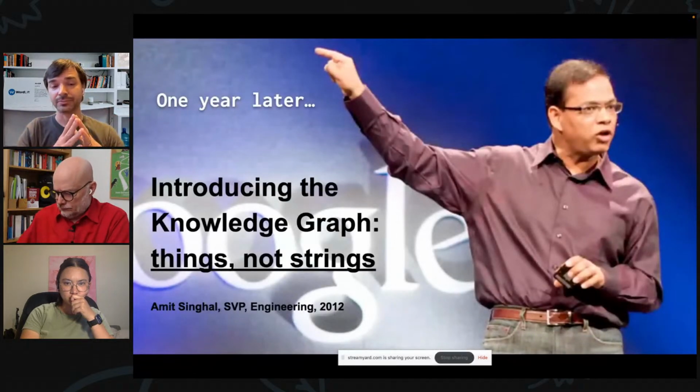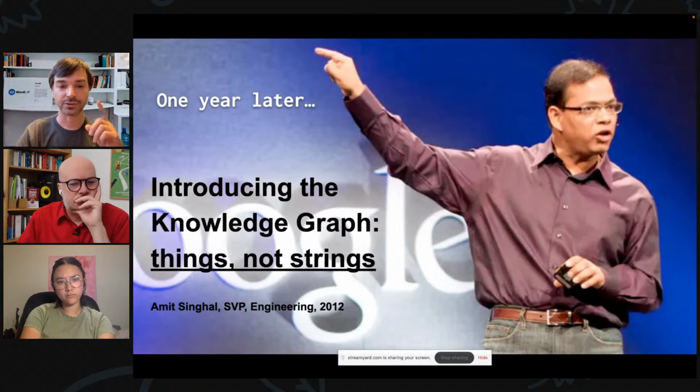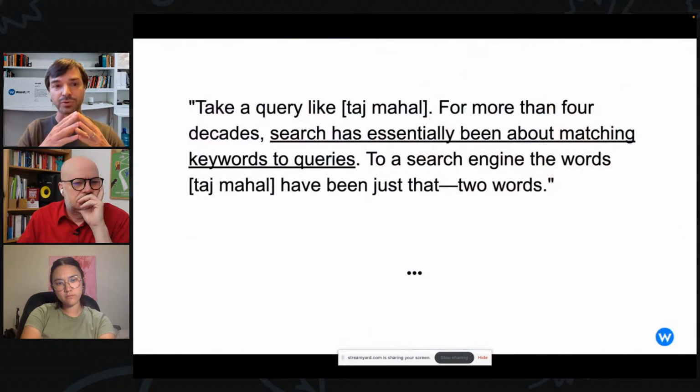Now, 1 year after schema.org was created, Amit Singhal, the senior vice president of engineering at Google at the time, wrote a post. And this post is called Introducing the Knowledge Graph. Things, not strings. And I think this post is fundamental. So I have 2 or 3 slides from this post.